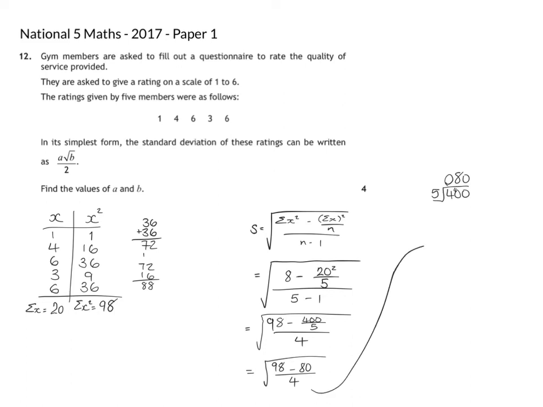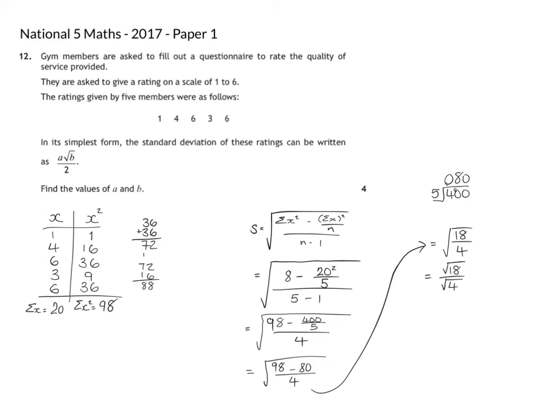So I'm going to go over here because I don't have any space to keep going down the page, but you would in your exam. So here, square root 98 take away 80 is 18. So I've got the square root of 18 over 4. Here, when we've got square roots, we can simplify it so it becomes the square root of 18 on the top and the square root of 4 on the bottom.